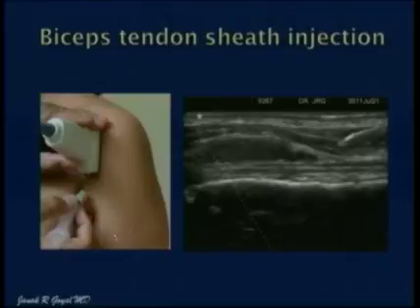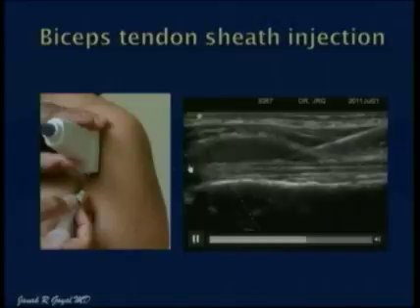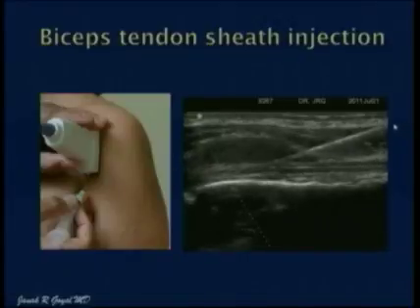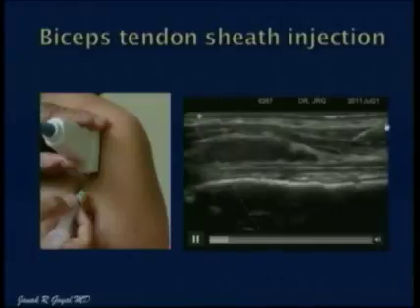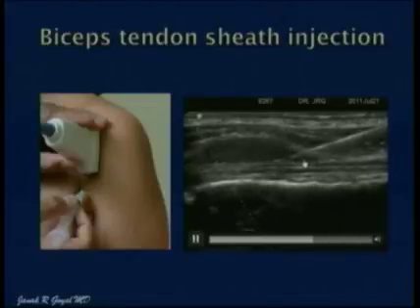Biceps tendon sheath injection. For biceps tendon sheath injection, you could go from proximal to distal or distal to proximal. Here is from distal to proximal. Here is your biceps tendon. Here was your needle getting into the pathological area in the tendon sheath and injecting the medication.